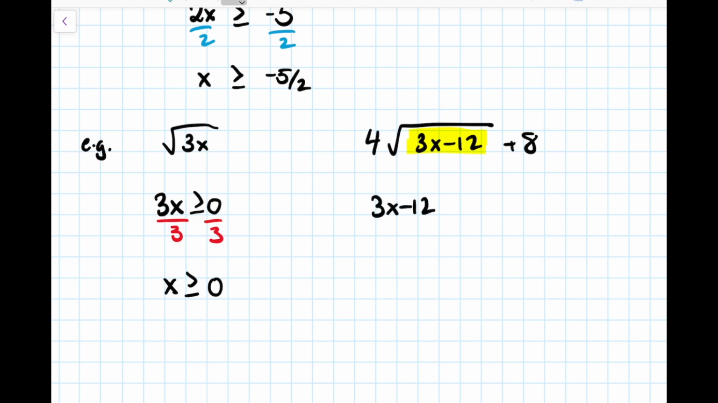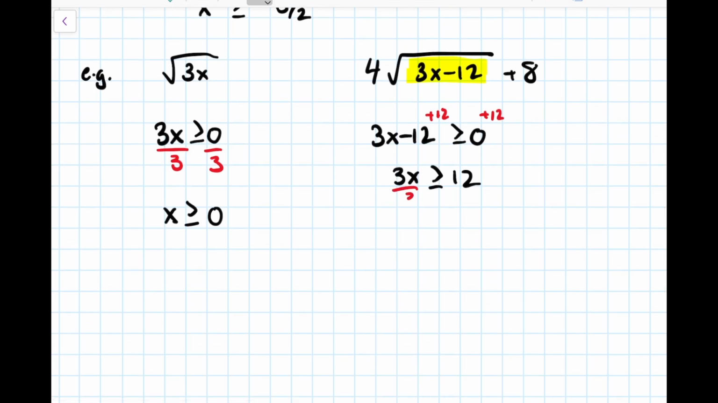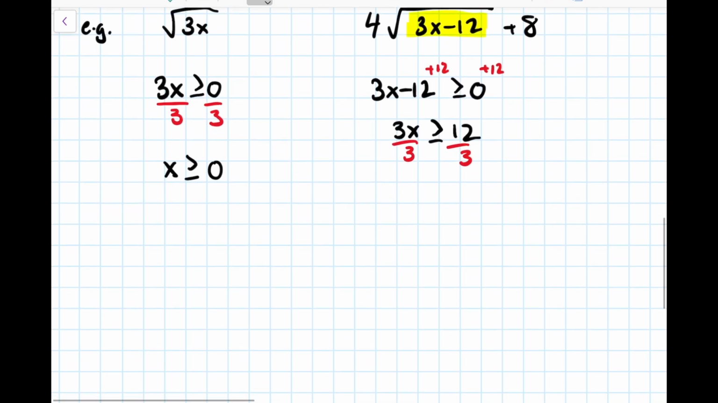It's still just the 3x minus 12. So we're going to take that, set that greater than or equal to 0. Going to add 12 on both sides, which gets me 3x is greater than or equal to 12. We're going to divide by 3. And that gets me x is greater than or equal to 4.